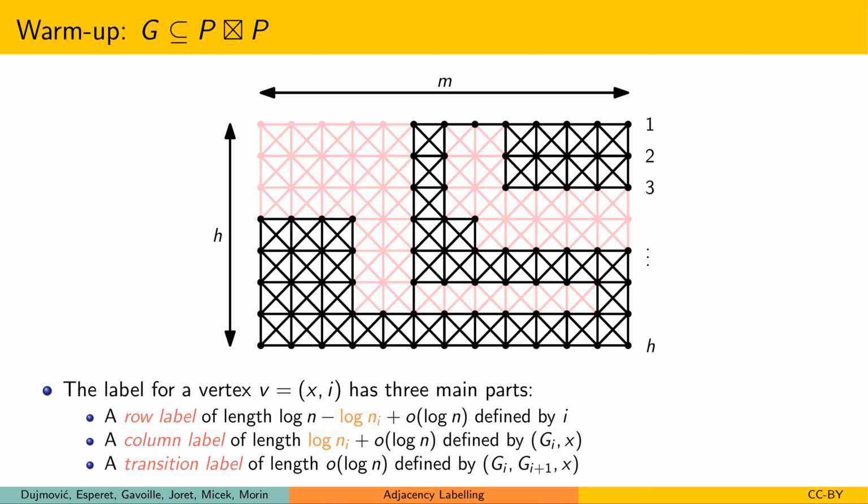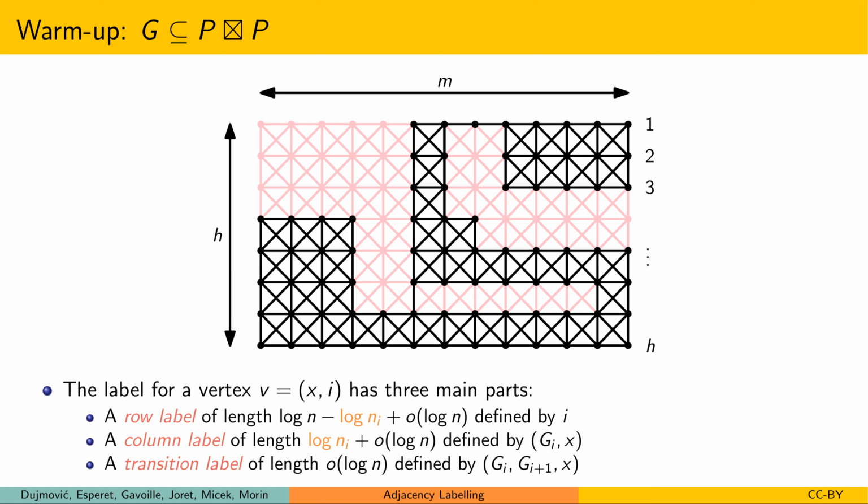If row i contains ni vertices of G, then the label for row i will have length roughly log n minus log of ni. The column label of v is designed so that given the column labels of two vertices in the same row, we can test if u and v are adjacent in G. The column labels are designed so that each vertex in row i receives a column label of length roughly log ni. In this way, the total length of the row and column label for v is roughly log n. The discussion so far already highlights the main difficulty.